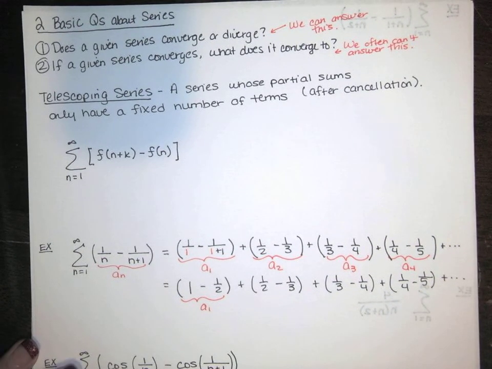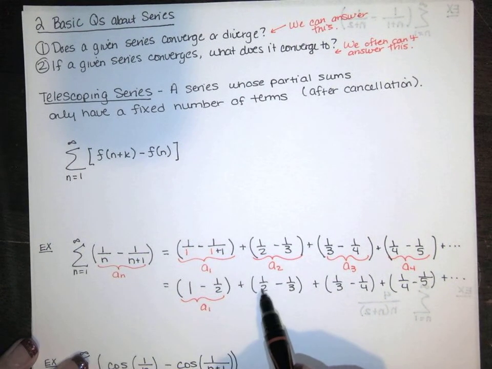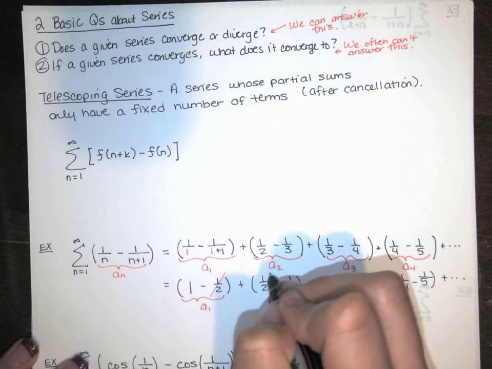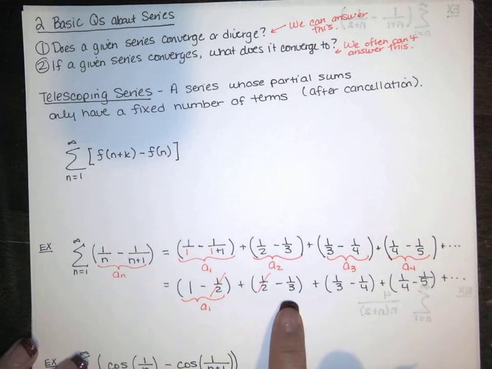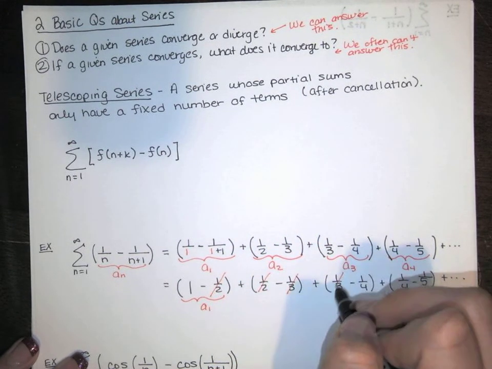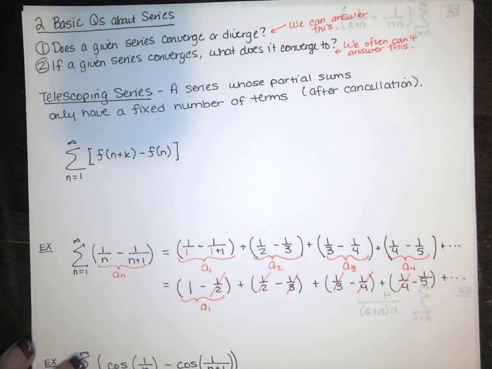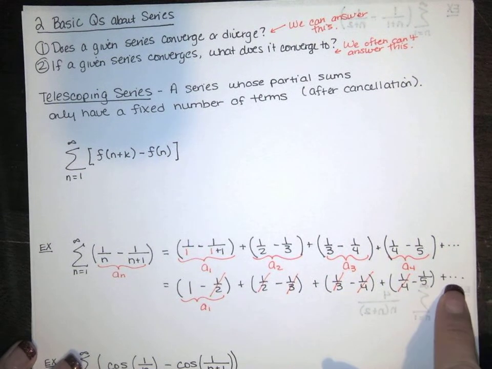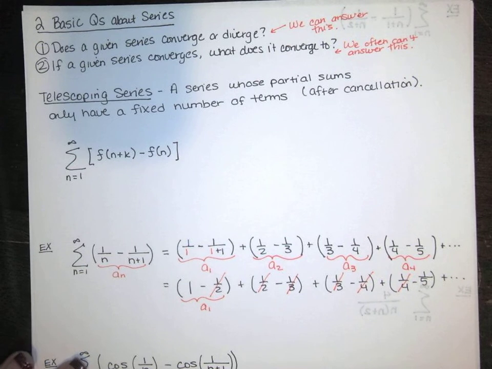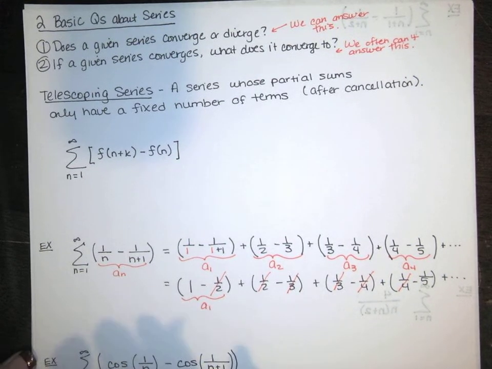So now look at these. Notice I've got a negative 1/2 and a 1/2. Those are gone. And a negative 1/3 and a 1/3. Those are gone. And a negative 1/4 and a 1/4. Those are gone. And then this negative 1/5 is going to cancel with a 1/5 from the next pair. So I think the sum of the series is just going to be 1. But we have to prove that.